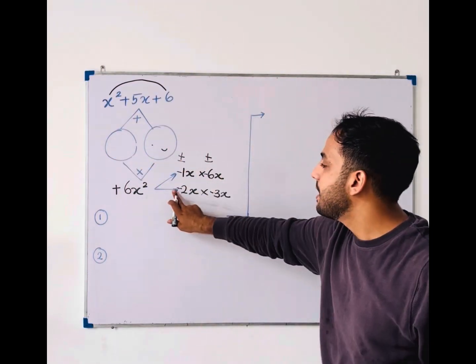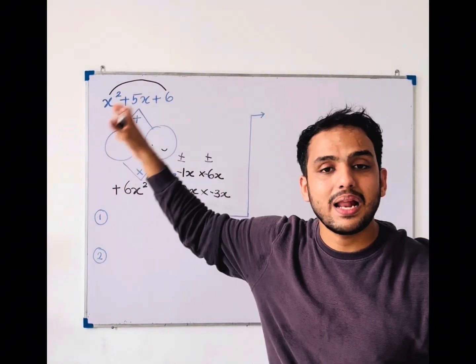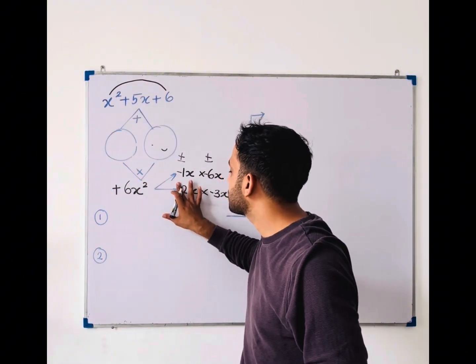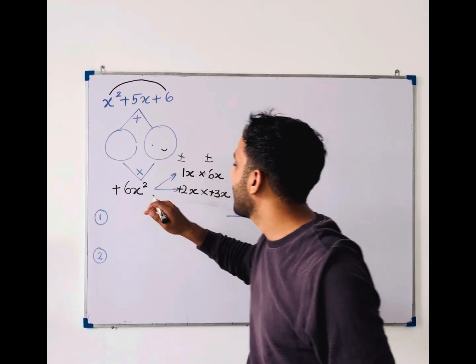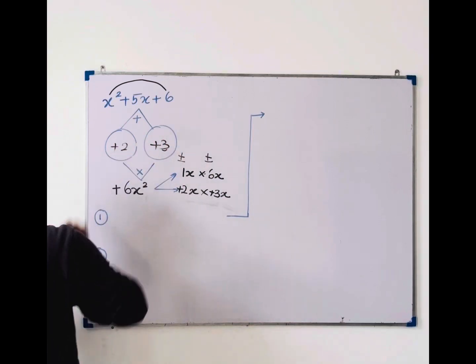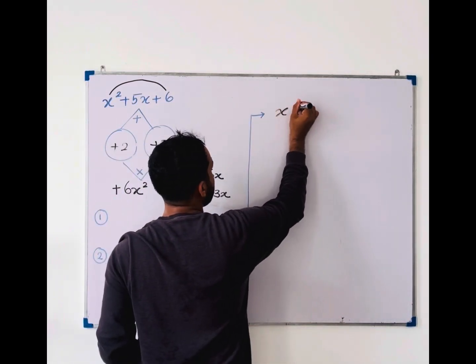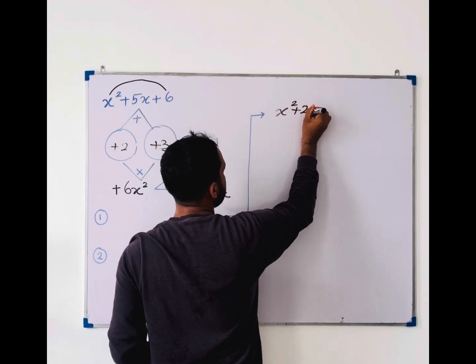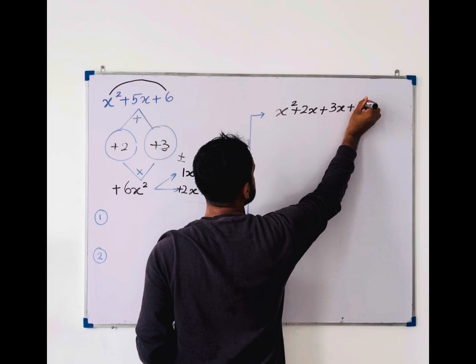We'll try minus here. Minus 2, minus 3, that is minus 5. What we have there is a plus 5, so negative doesn't work. So your answer, those are the two terms, that is positive 2 and positive 3. Now you have broken down the 5x into plus 2x plus 3x, plus 6.